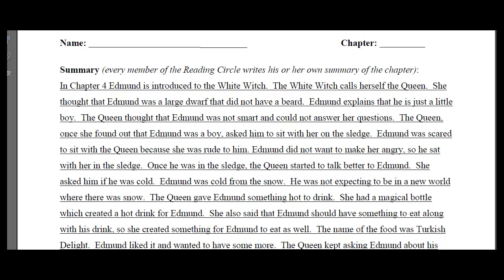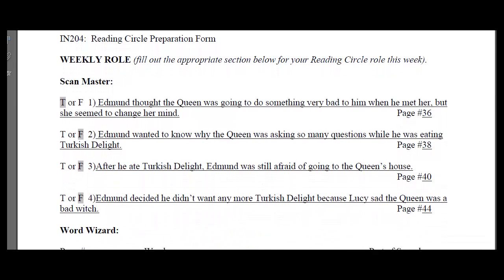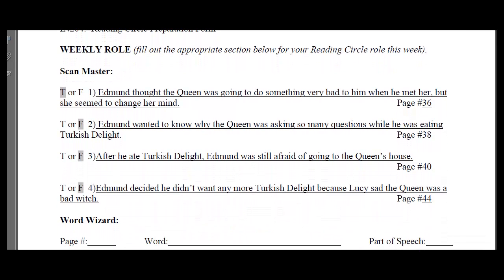Okay, sounds good. The next job is the Scan Master. When the Scan Master comes to class, he or she will already have written the summary that each student must write, and also they will have filled out their weekly role. The job of the Scan Master is to write 4 true or false statements about important details from the assigned chapter and present those statements to the other members of the team. The team members must decide if the statements are true or false and find the page and line number in the chapter that supports their answers. From this completed page, you can see that the Scan Master already knows if an answer is true or false and exactly where to find the support.